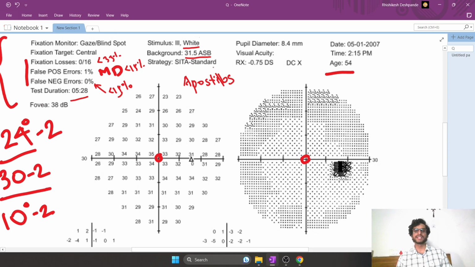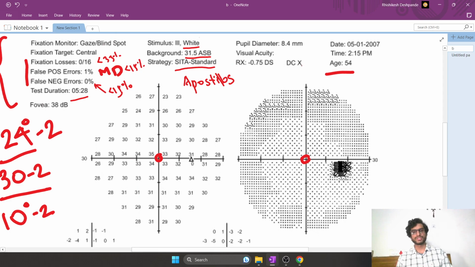Strategy, there are multiple kinds of strategies available. This is the SITA, that is Swedish Interactive Threshold Algorithm. The other would be a standard algorithm, a non-SITA one. The advantage of SITA is it's faster and more standardized, but the disadvantage is that the patient needs to really pay attention during the test, because it's a shorter duration test with a lesser number of stimuli. So any mistakes are going to be magnified. If you make one mistake out of 100 stimuli, that is the standard test. But if you make one mistake out of 50 stimuli, then the proportion of incorrect answers goes up as a percentage of the total number of stimuli given.